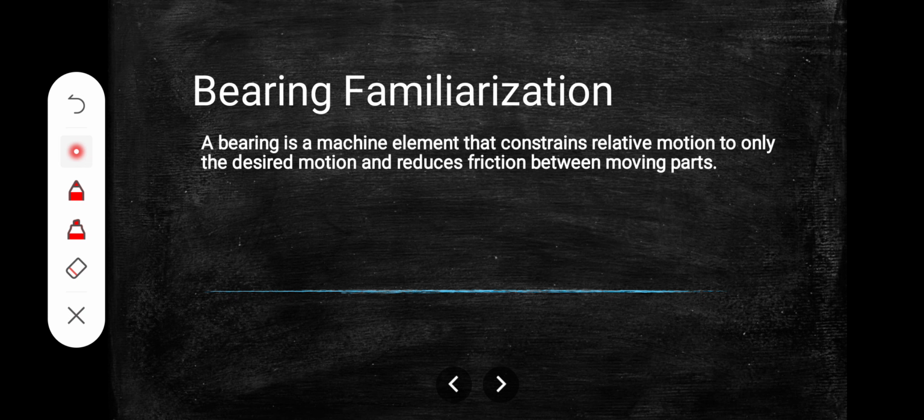Today we are going to discuss the basic concept of bearing familiarization. As we all know, a bearing is a machine element that constrains relative motion to only the desired motion and reduces friction between the moving parts. The bearing's main function is to reduce friction between moving parts, carry out transfer of motion and transmit forces, which may be radial force or axial force or a combination of both.